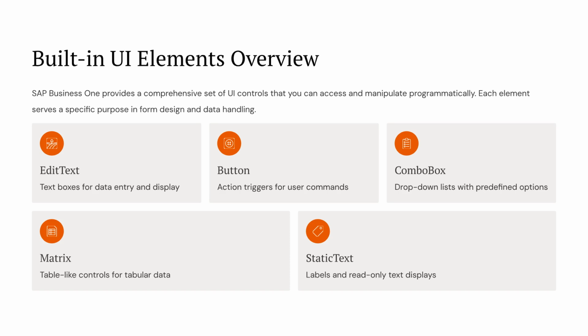SAP Business One provides a comprehensive set of built-in UI controls. These include EditText controls for data entry, buttons for triggering actions, combo boxes for predefined list options, matrices for tabular data, and static text for labels and read-only displays. Each element has a specific role in form design.